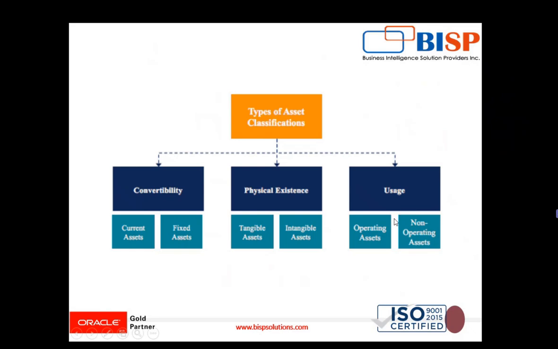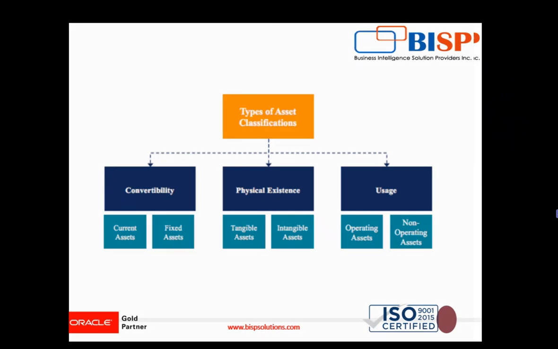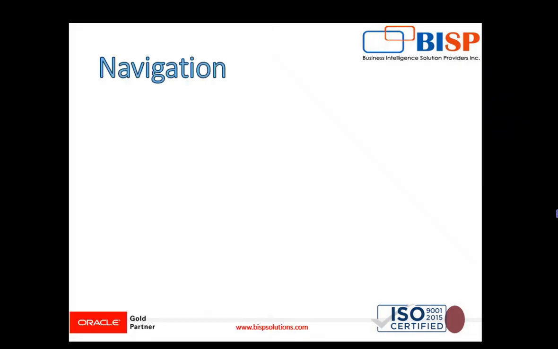Then under usage, first is operating assets. It involves cash, account receivables, inventory, building, machinery, equipment, patents, and copyrights. And goodwill also is there in operating assets. Then non-operating assets involve short-term investments, marketable securities, vacant land, and interest income from a fixed deposit. So these are the types of asset.